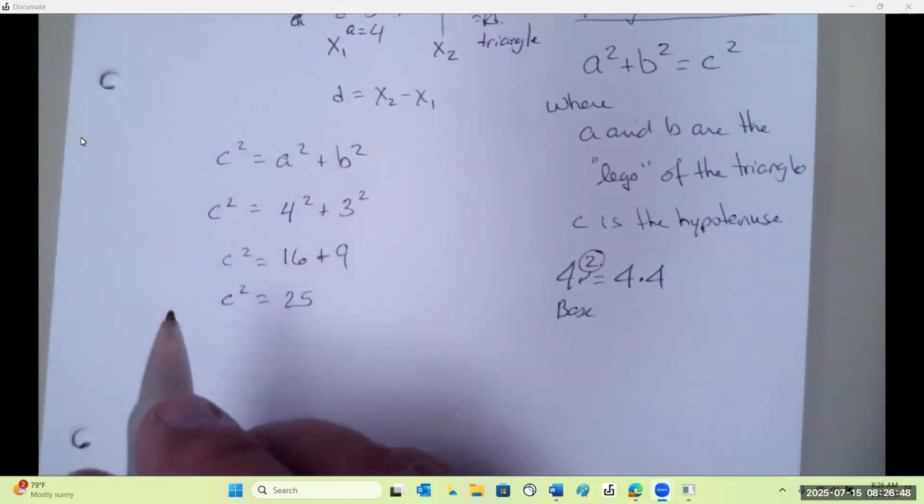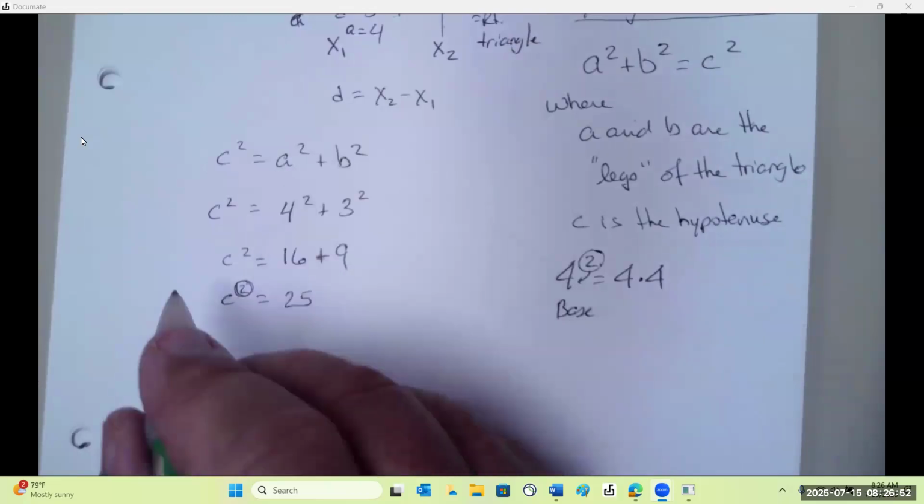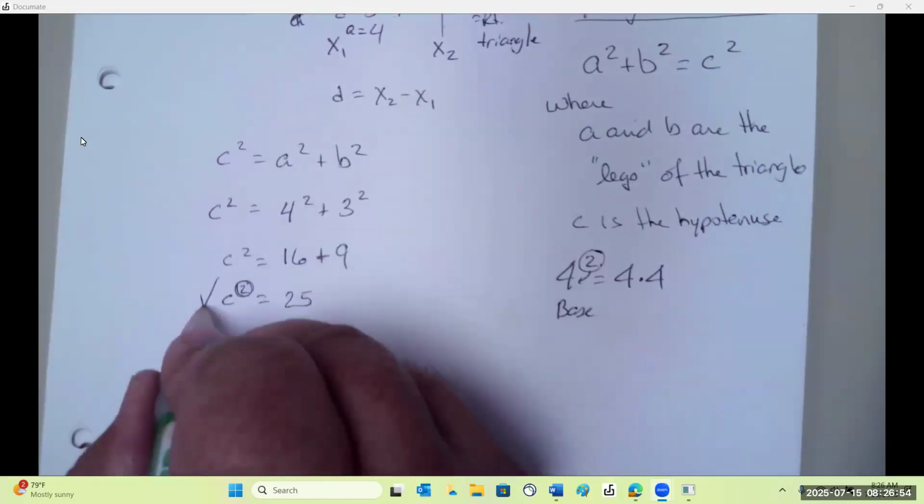But how do we prove this mathematically? What we do here, we have to get rid of the square. The opposite of square is the square root.